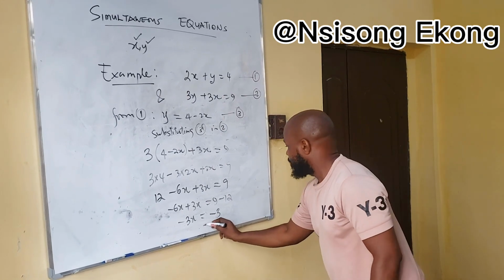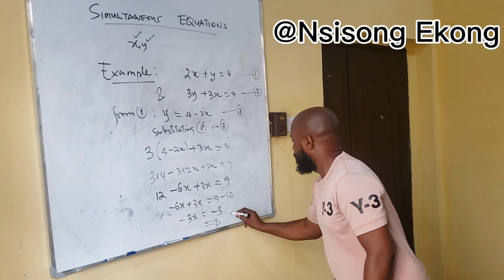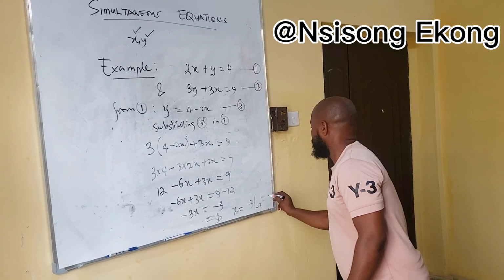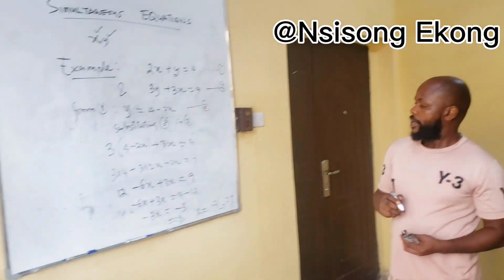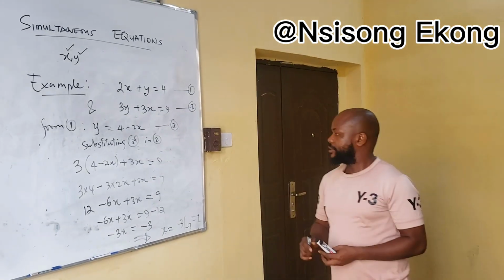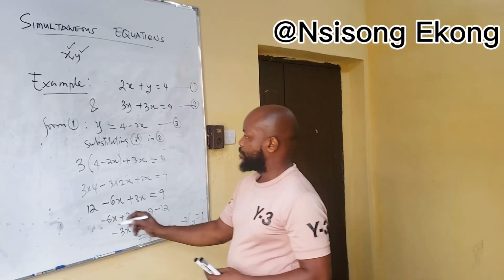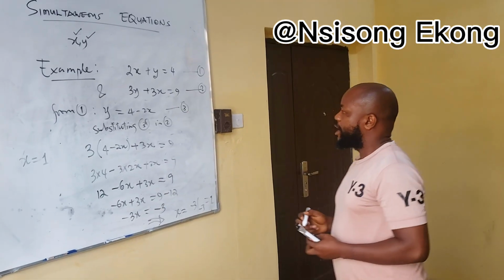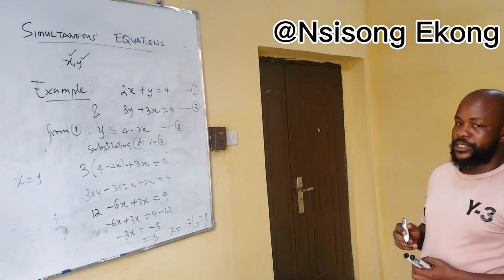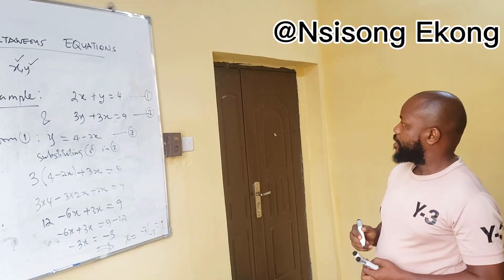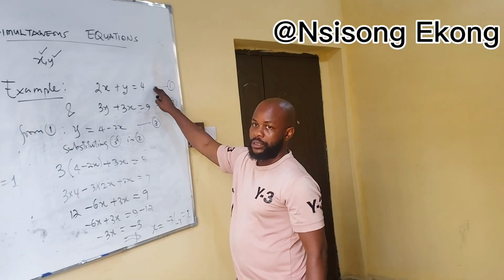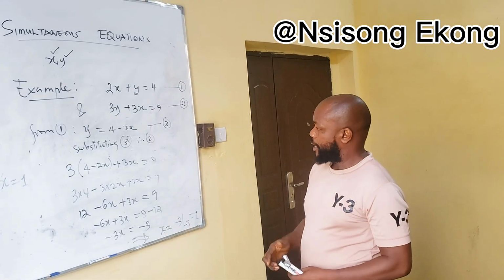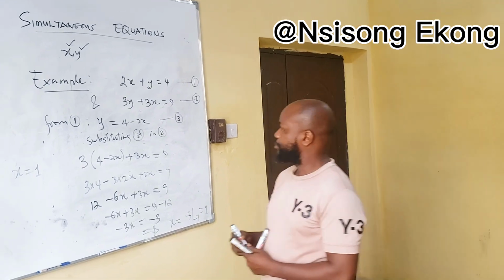This implies that x equals minus 3 over minus 3, which is positive. That is the value of x. x equals 1. So now that we have x equals 1, we can substitute that particular value for x in either equation 1 or equation 2 to get the value for y. And that is what we are going to do now.